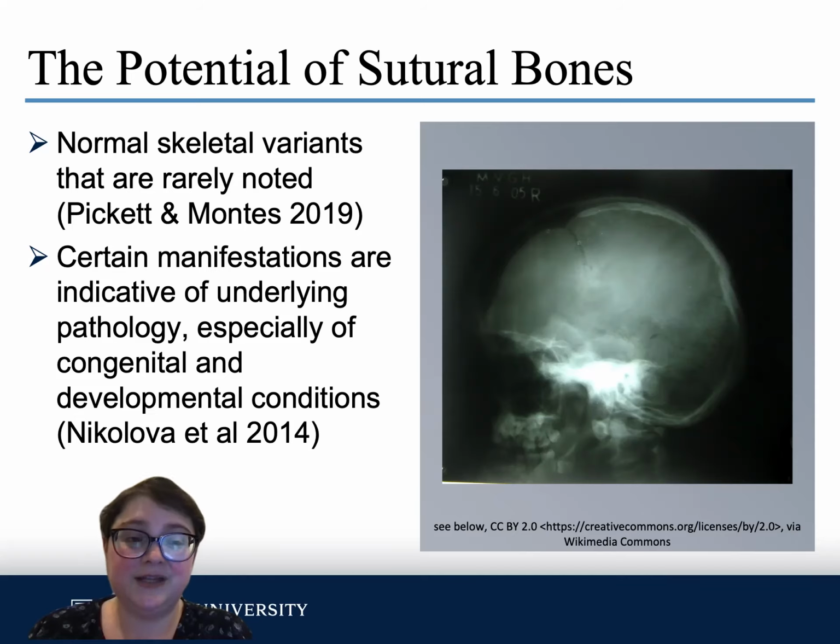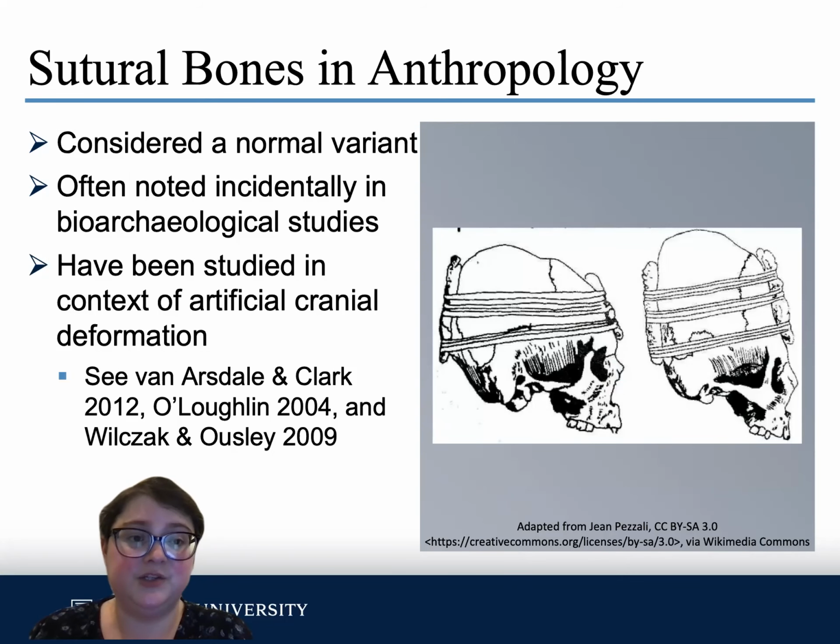However, there are substantial inconsistencies in the notation of sutural bones in anthropology and medicine that inhibit their utility in paleopathology. In biological anthropology, sutural bones are almost exclusively considered a normal variant. Historically, they have been noted in passing as an incidental finding or discussed in problematic studies of non-metric traits across people of different ancestries. Other studies have investigated the etiology of sutural bones in relation to artificial cranial deformation. However, virtually no papers have acknowledged the potentially pathological nature of some sutural bones.